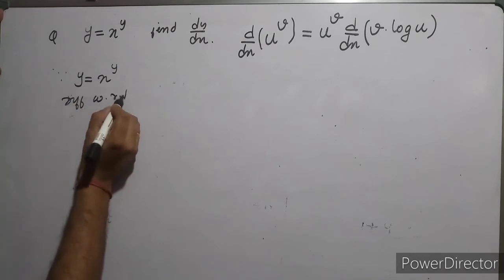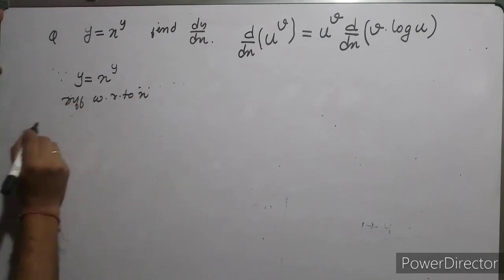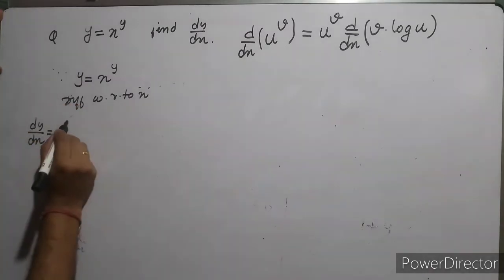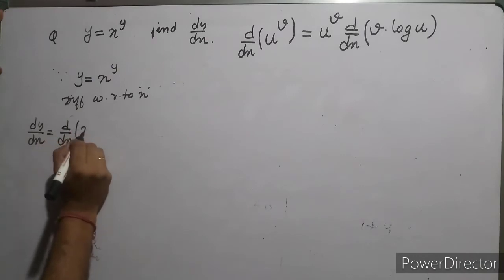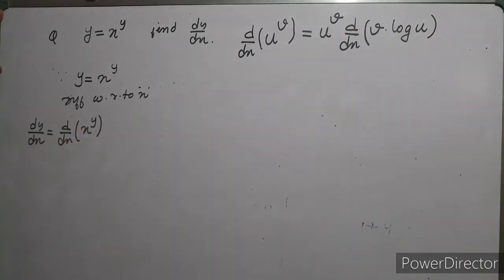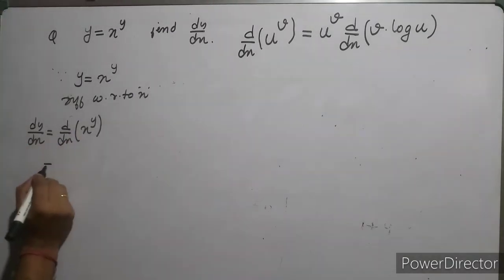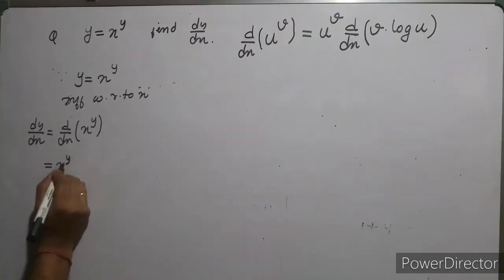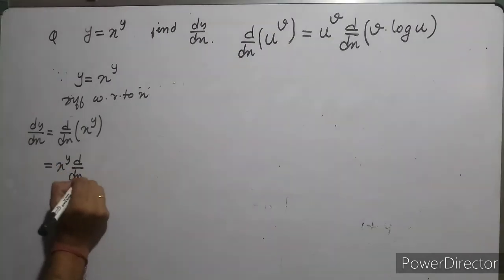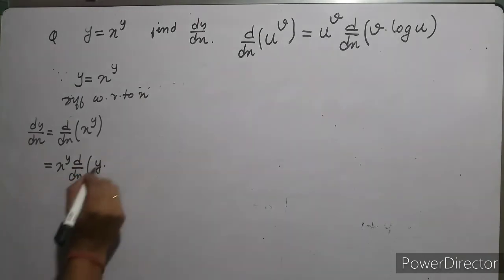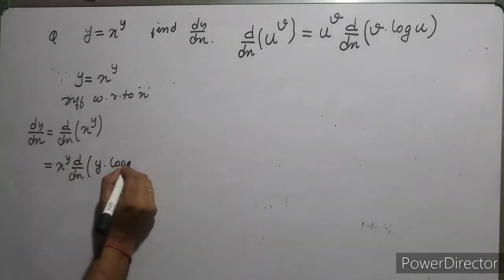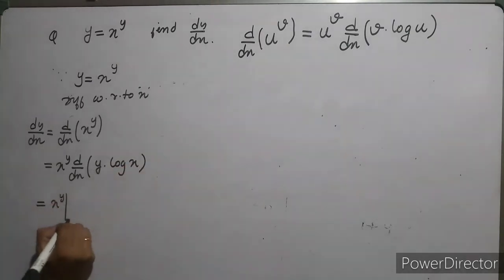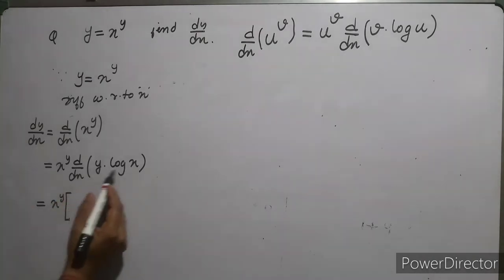Differentiating with respect to x, then directly you can write dy by dx equals to. Now I'll write dy dx of x to the power y. Now dy dx of x to the power y means it is in terms of u to the power v form. Now apply that formula. U to the power v, then dy dx of v into log u. U means x. Then for x to the power y, I'll apply the u into v formula.